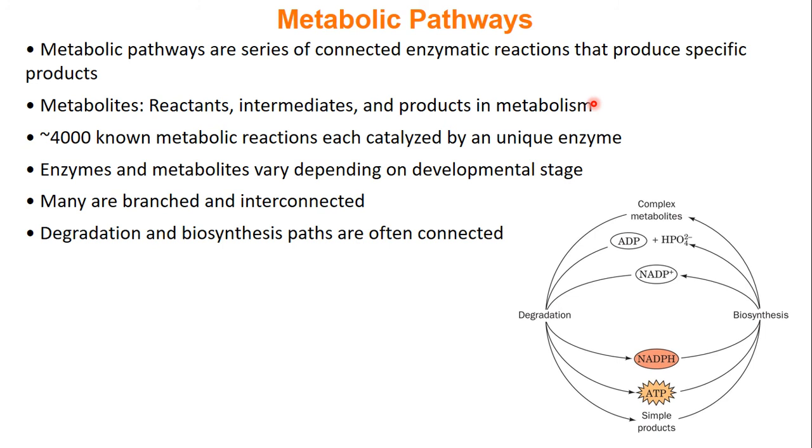Now, to talk about metabolic pathways, all a metabolic pathway is, is a series of connected enzymatic reactions that makes a specific product. And they use metabolites. A metabolite is simply any reactant, intermediate, or product that is involved in metabolism. So basically, if you're not an enzyme, you're probably going to be a metabolite. In our cells, we know of roughly 4,000 known metabolic reactions. Each one is catalyzed by a unique enzyme.